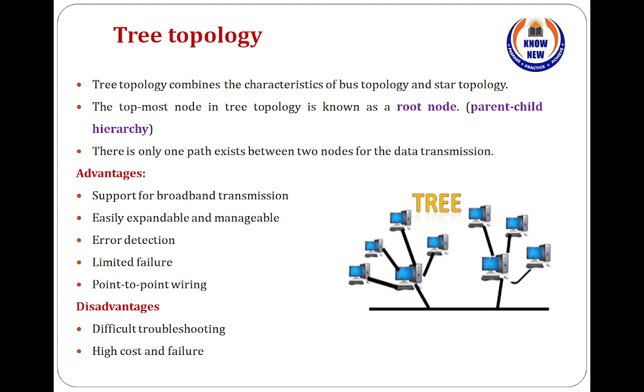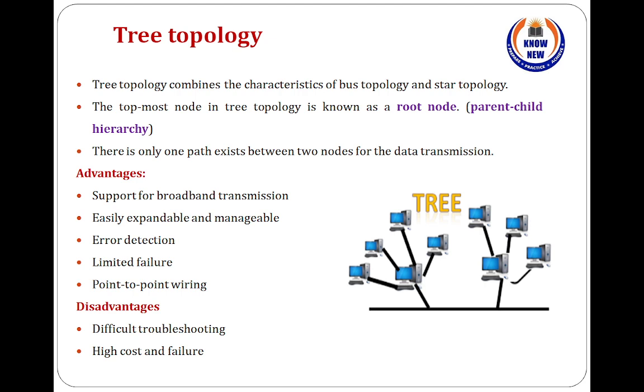As you know, the tree appears in your data structures; the tree is also one of the data structures. You can have a root node and leaf nodes. Similar to that, in this tree structure, we can have a centralized cable, and all the trees or subtrees are formed from the centralized cable. The tree topology combines the characteristics of bus topology as well as star topology. So that is a combination.